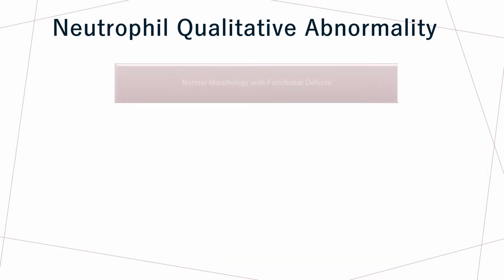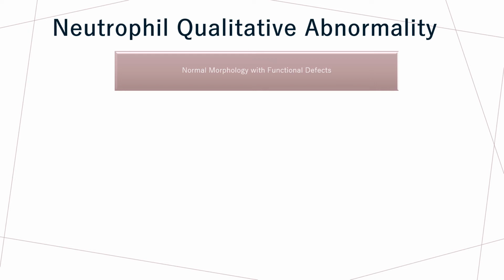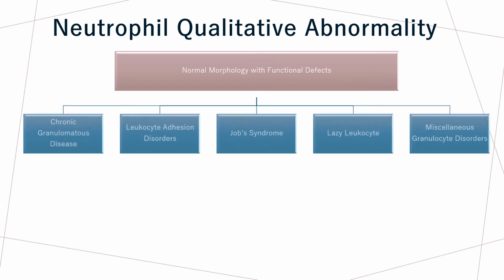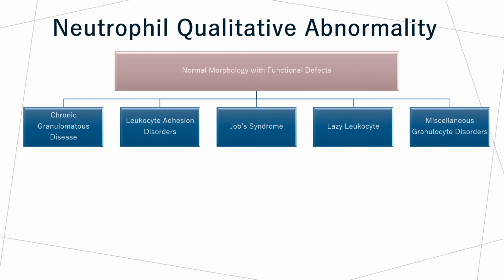Let's now proceed with the qualitative abnormalities with normal morphology but with functional defects. The first one to be discussed is chronic granulomatous disease.